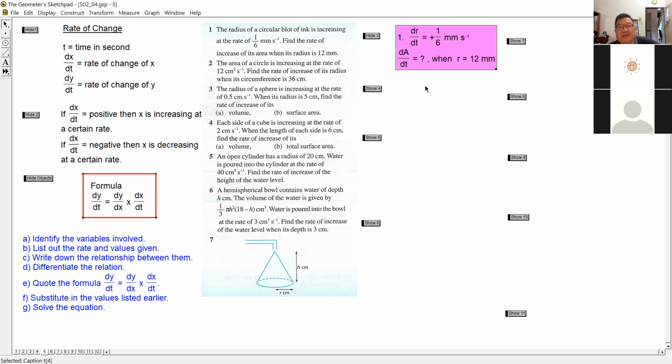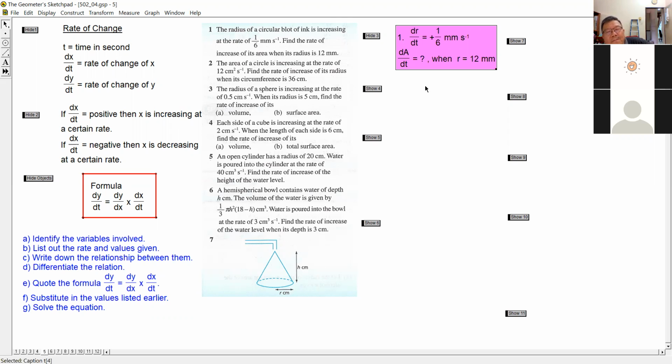dr/dt is what? 1/6. What they ask you to find is the rate of increase of its area when the radius is 12 millimeter. Rate of increase of area. Now, what do they want you to find?